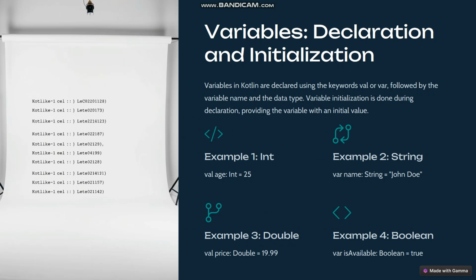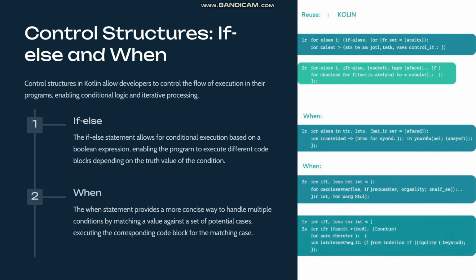Example 1, Int: val age: Int = 25. Example 2, String: var name: String = "John Doe". Example 3, Double: val price: Double = 19.99. Example 4, Boolean: val isAvailable: Boolean = true.